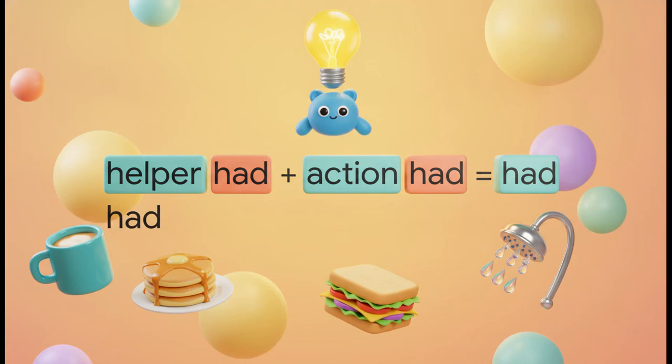The secret is understanding our main verb. In English, we use the verb have for daily routines. Things like have breakfast, have lunch, or have a shower. Remember our rule? We need the helper verb had plus the third form of our main action verb, while the third form of have is had. So helper had plus action had gives us the double had had. I had had breakfast before I left for work. It looks a little funny, but it is 100% correct.